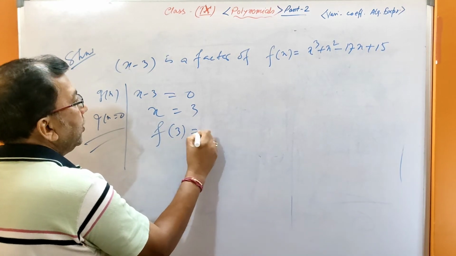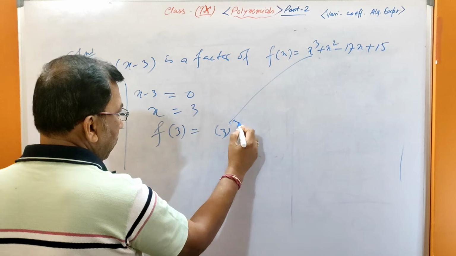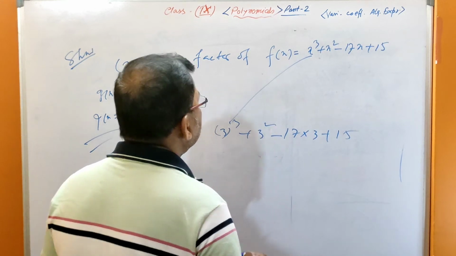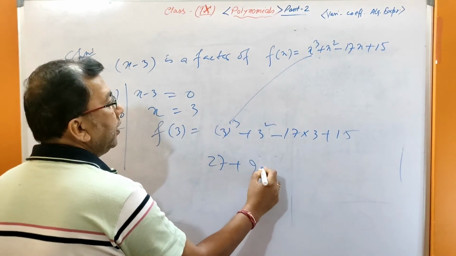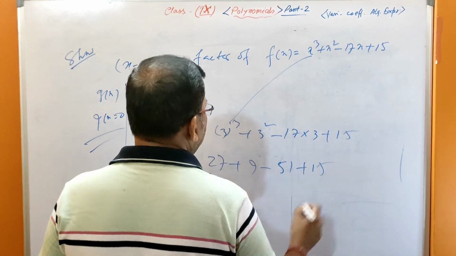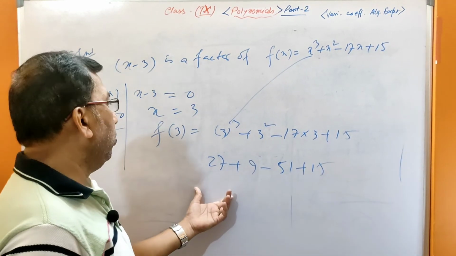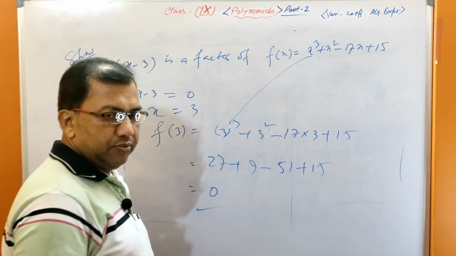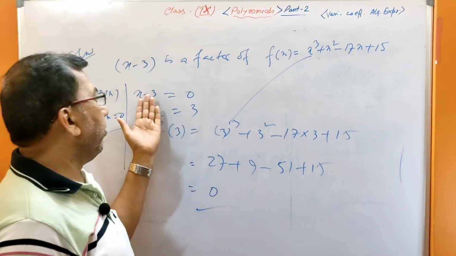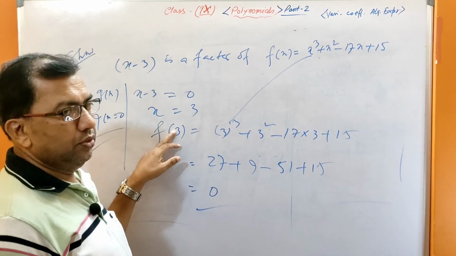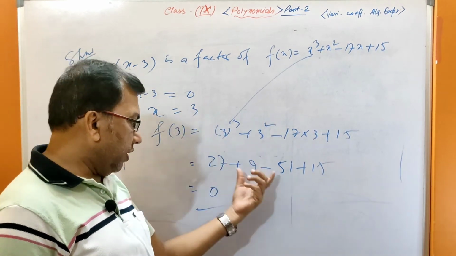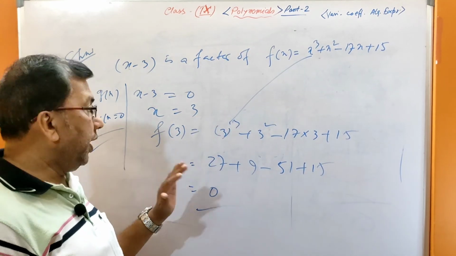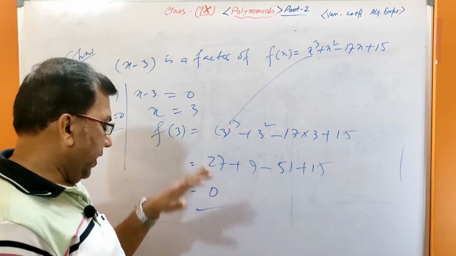Therefore f(3) equals, putting the value here, 3 cubed plus 3 squared minus 17 times 3 plus 15. Do it like this: 27 plus 9 minus 51 plus 15. If you find the value and it comes 0, then it is a factor. If it does not come 0, it is not a factor. By putting x equals 3, if the total value of the polynomial is 0, then it is a factor. Otherwise it is not a factor. Clear? So do it.